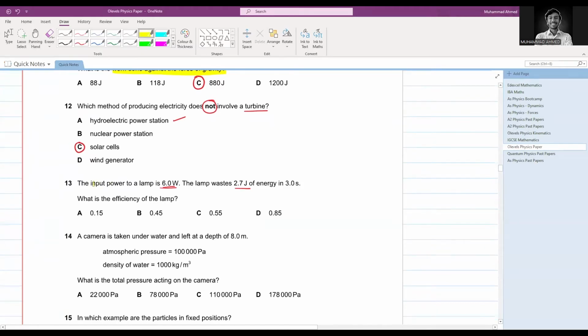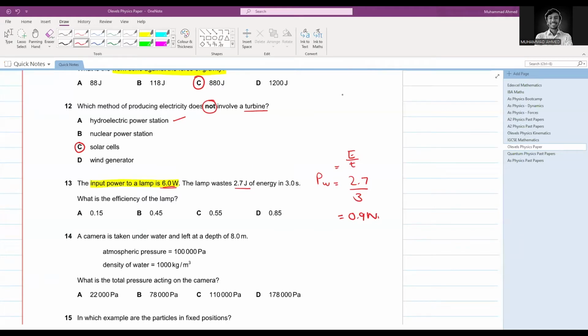So the input power is this. Perfect. Can you calculate the wasted power? Yeah, that is energy 2.7 over the time, because power is equal to energy over time. So 2.7 over 3 is 0.9 volts of energy that is wasted. Okay, 0.9 volts of energy is wasted.